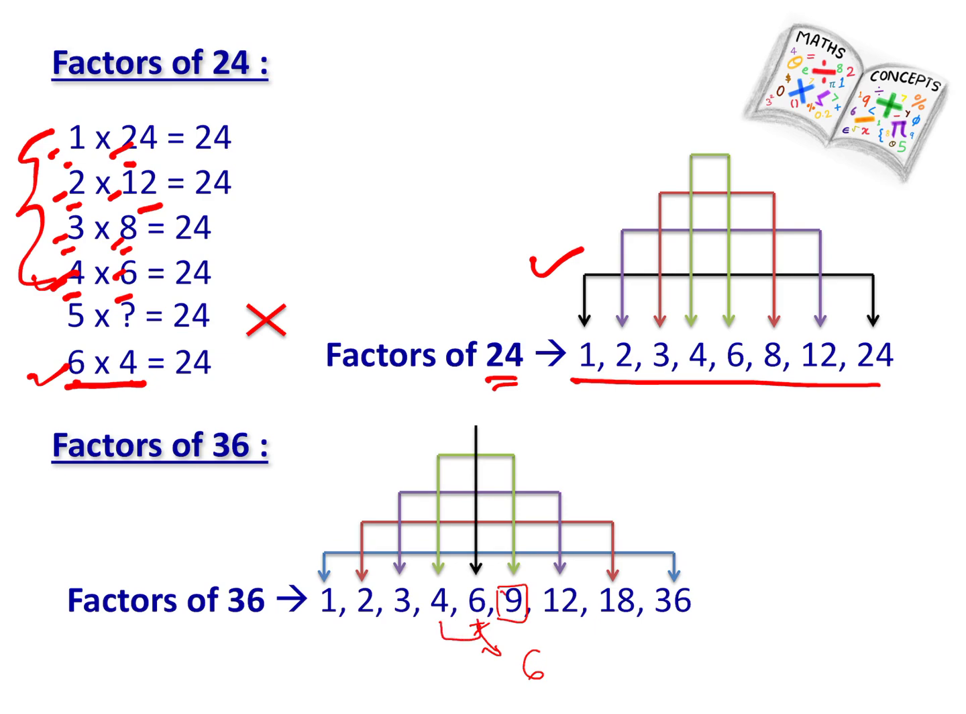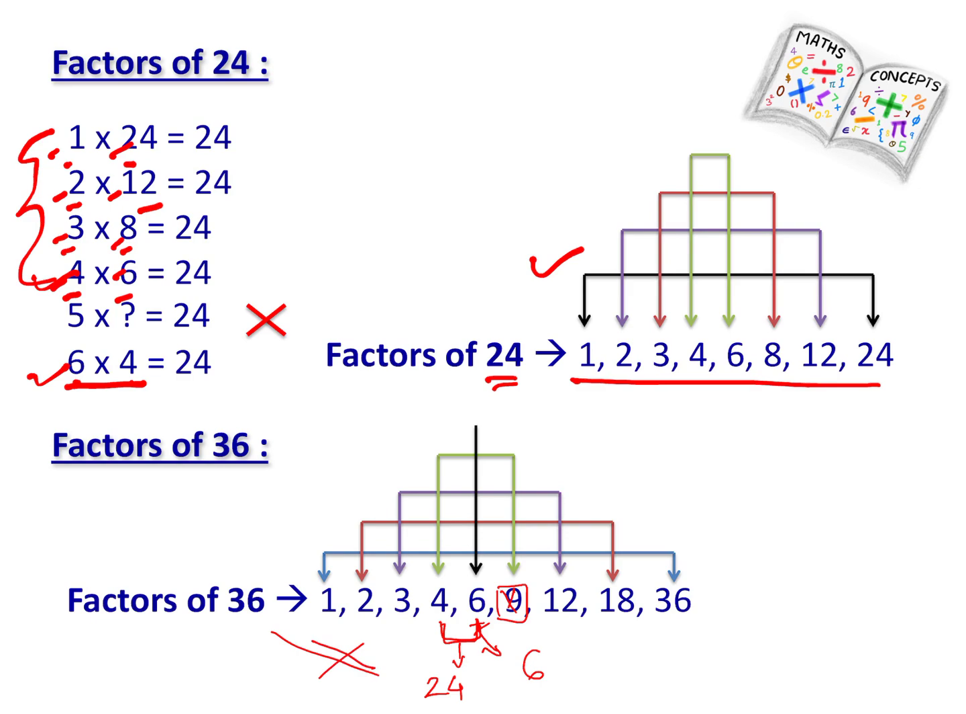Okay, if 9 was missing, we would have paired 4 with 6, and it would have given us multiplication as 24, and immediately you would have realized that we are missing one of the factors. Alright, so this is how we ensure all factors are covered, and this is how we find out the factors of any particular number.